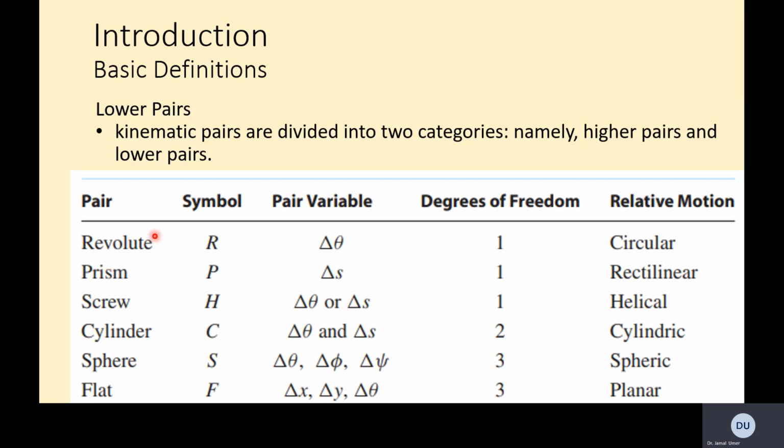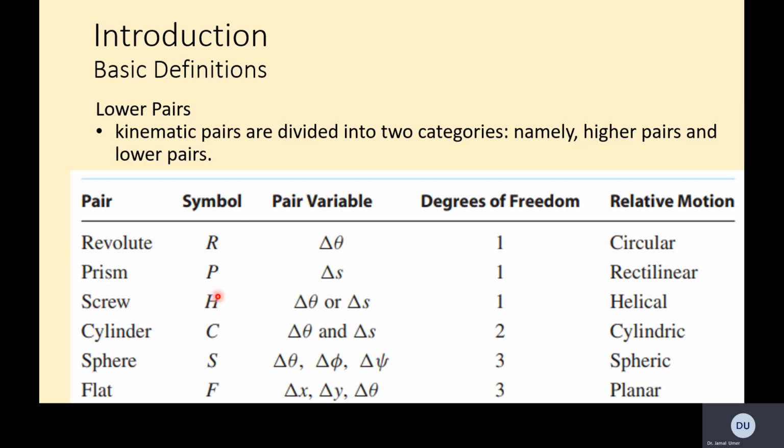So these are the lower pairs we have seen: revolute, prism, screw, cylinder, sphere, flat, and the nomenclature as well, because when we are doing analysis or problems, we write this particular nomenclature. And you need to know what the variable is. For revolute, you need just one variable, that is delta theta. For prismatic, P is the symbol and we write delta S, and because it's one parameter, it's 1 degree of freedom, and the relative motion is rectilinear.